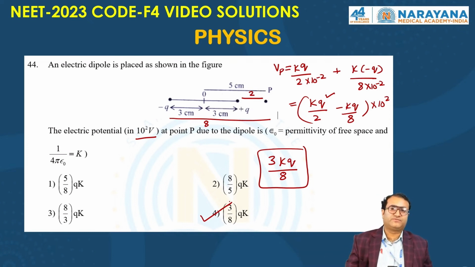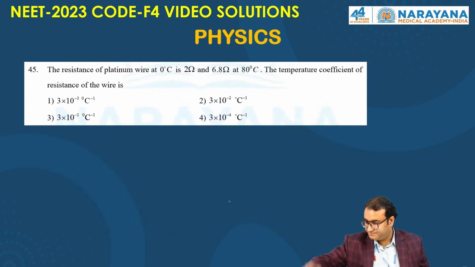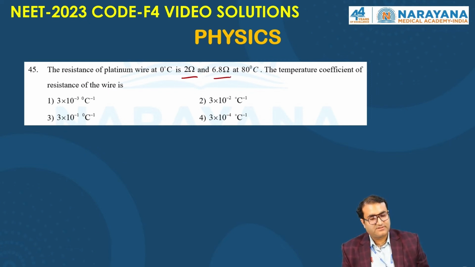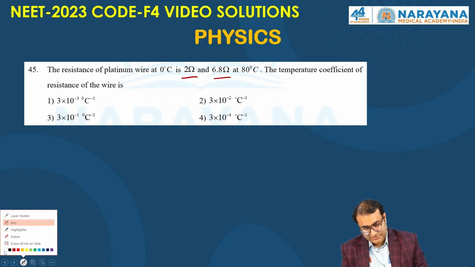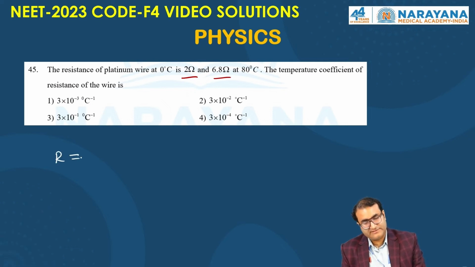Let me move to question number 45 now. Resistance of a platinum wire at 0 degree Celsius is 2 ohm and 6.8 ohm at 80 degrees Celsius. The temperature coefficient of the resistance of the wire is? For this question, you have to go with this formula: R is equal to R naught (1 plus alpha delta T).